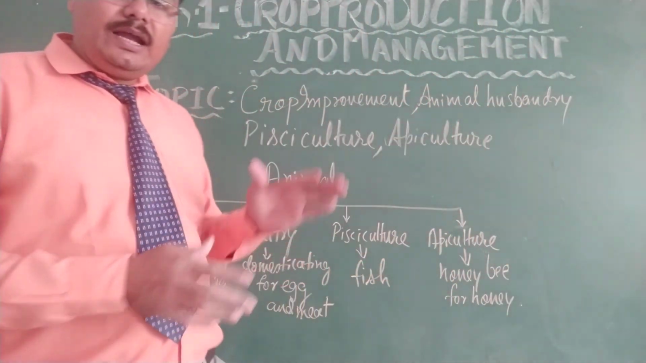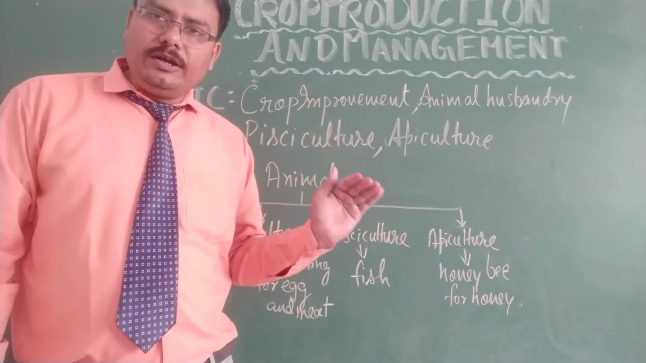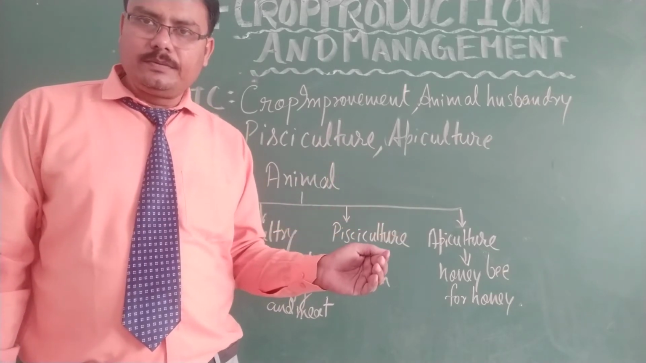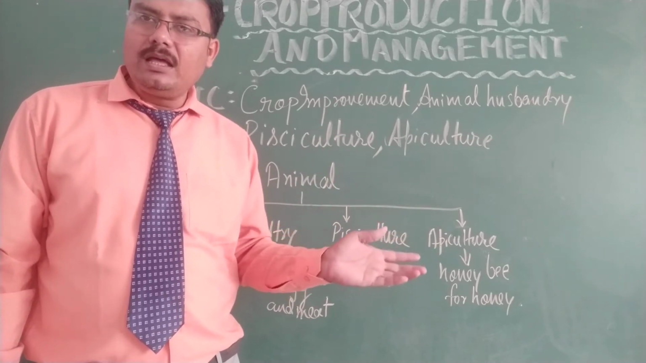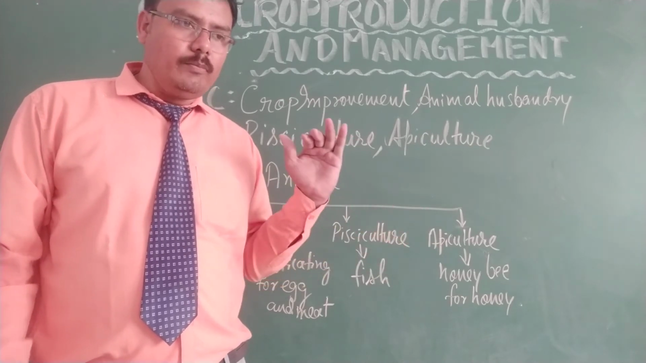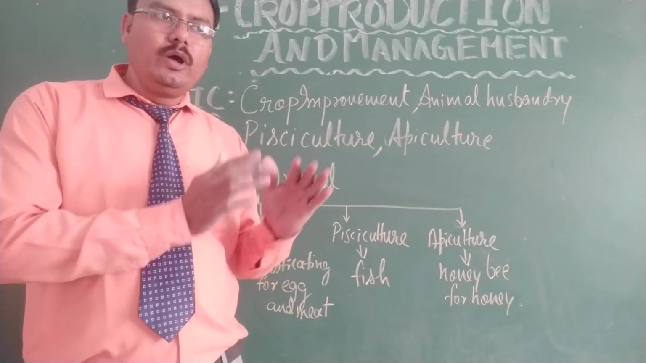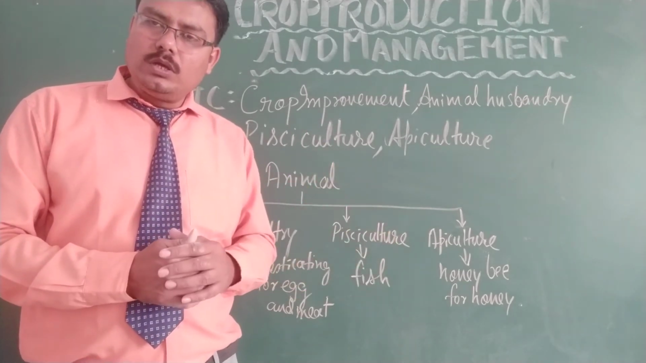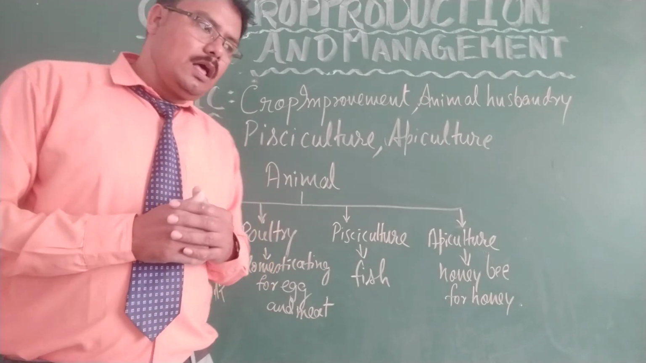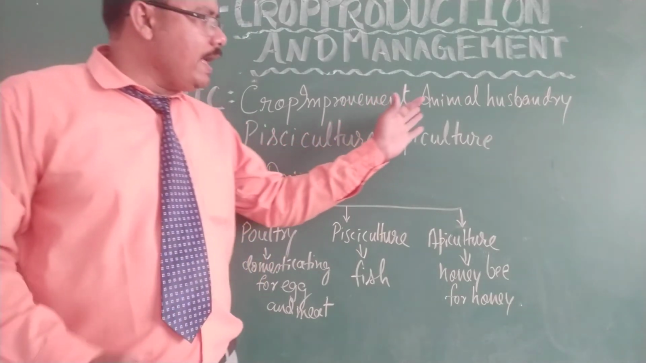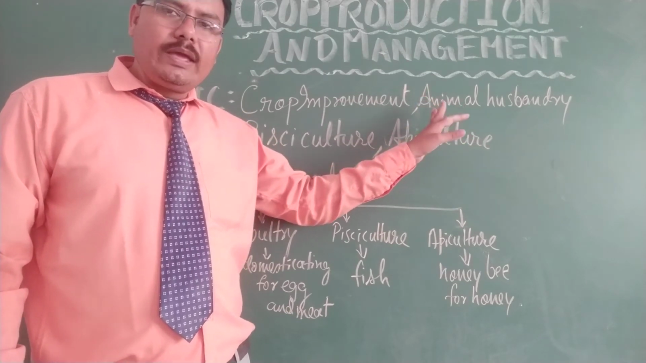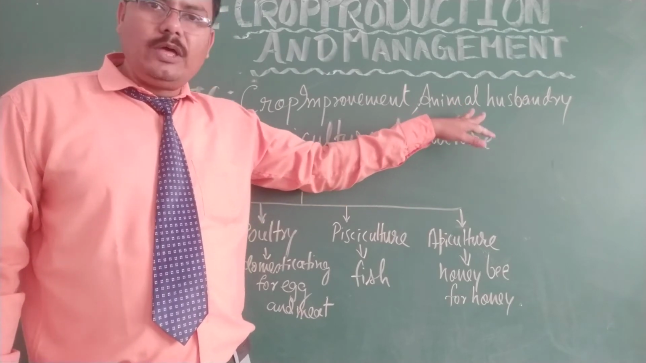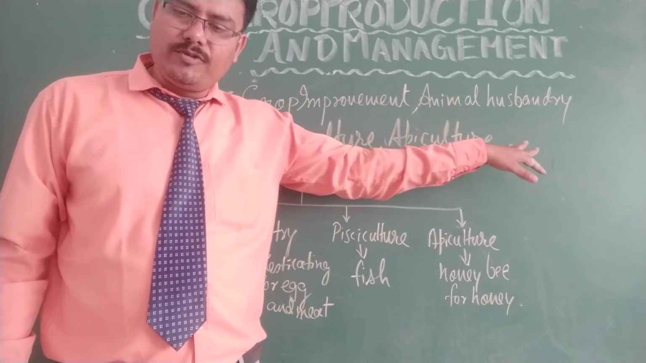Animal husbandry means taming animals to fulfill human requirements. Whatever the human requirements are, if farmers, besides growing crops, are also taming animals which help human beings, that is called animal husbandry. It means growing animals and taking care of them at the house for human requirements.